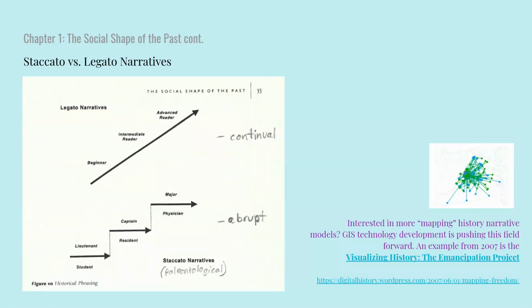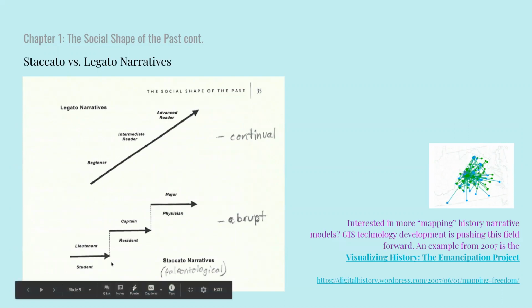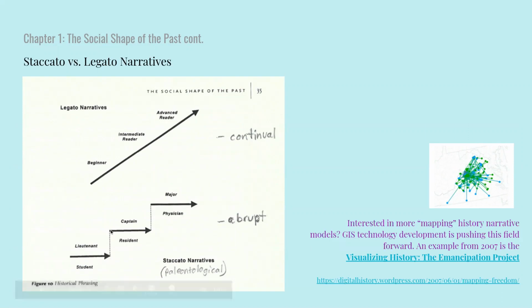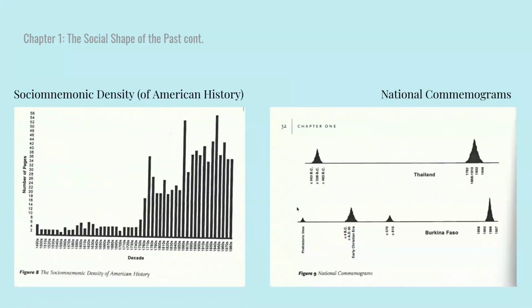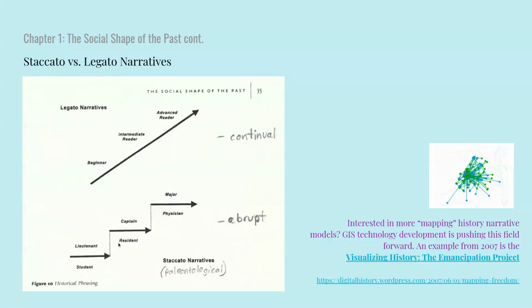Staccato versus legato narratives is the idea that some narratives can be continual, which means gradual small changes that flow one after another, versus a staccato narrative is where abrupt change happens in a rapid period, or almost in an instant, and then there's like times of low activity. And this pairs well with the sociomnemonic density idea that things happen in spurts.